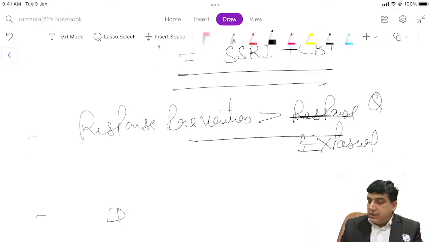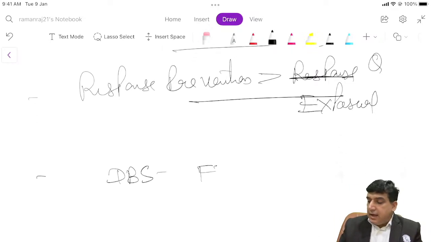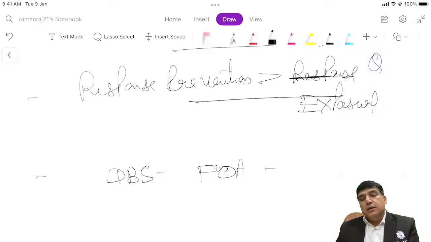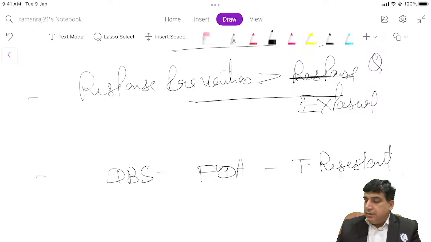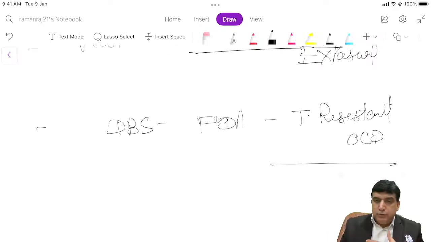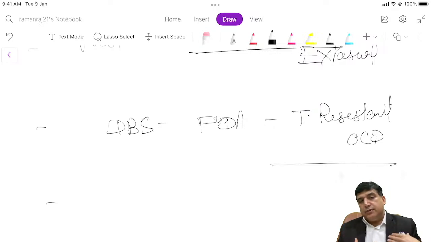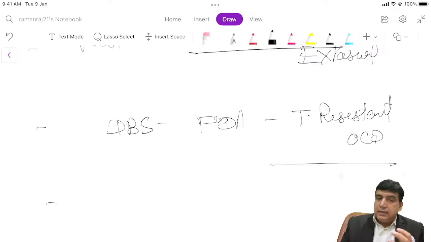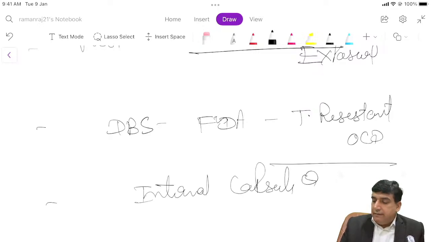Please remember, DBS, deep brain stimulation, is an FDA approved treatment in treatment resistant OCD. Deep brain stimulation is one type of somatic therapy. We use it in many other psychiatric conditions as well, but in treatment resistant OCD it is FDA approved. We put the electrode in the brain, along with a battery which we put under the chest muscles. Sometimes they can ask where we put the electrode in DBS in OCD: internal capsule. If they ask you an MCQ in that depth, then you can answer.